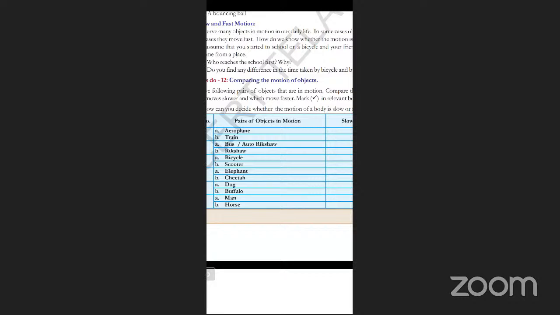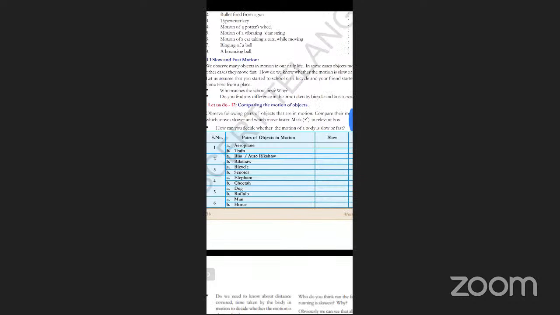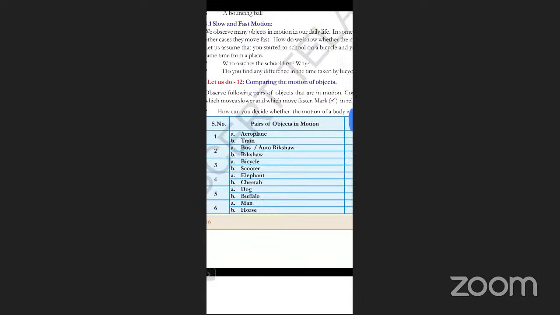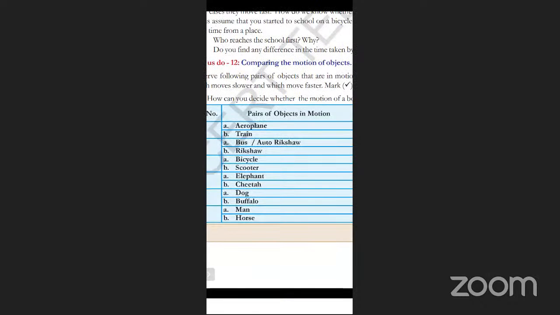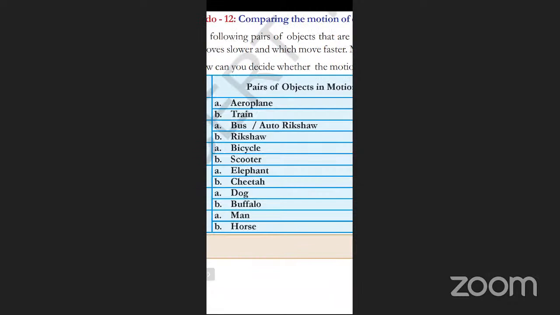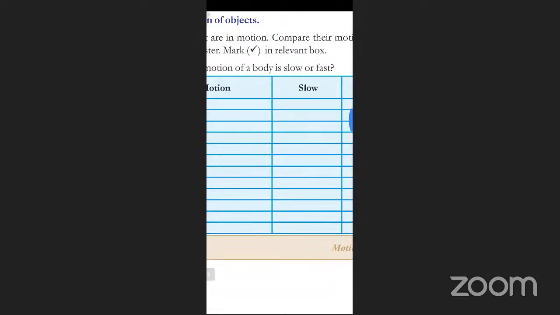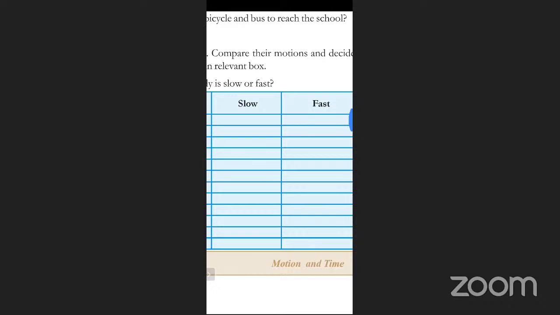Am I clear? So there are pairs of objects in motion. See this first one, aeroplane and train. Comparison is there, Nana. Why am I explaining this? This type of question they will ask in the exam, so you will be able to compare. See this aeroplane and train, A and B. Among these two, which will move fast, which will move slow?